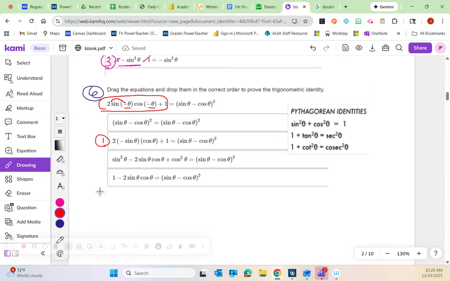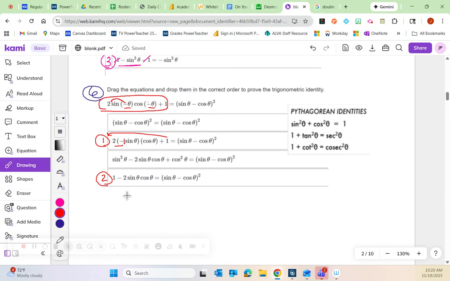Okay, my second step is going to be using, let's see, 1 minus, we're just going to take this 1 and we're going to put it in front. We're just going to rearrange this. And we're going to multiply the 2 times this understood negative 1. And it's just going to give us 1 minus 2 sine theta cosine theta. So we're just kind of rearranging to get the second step.